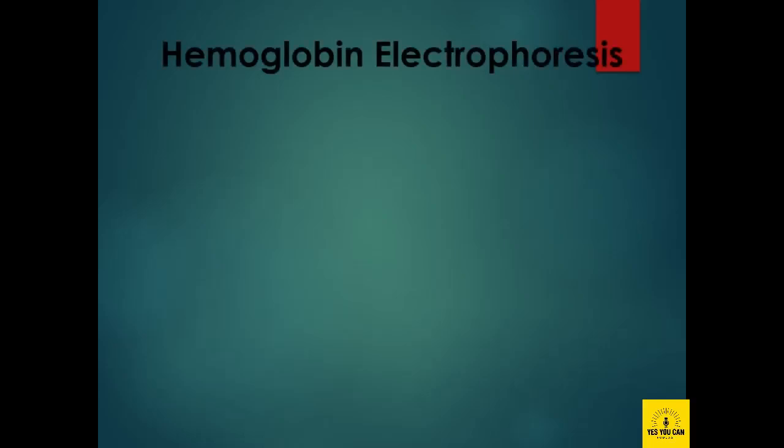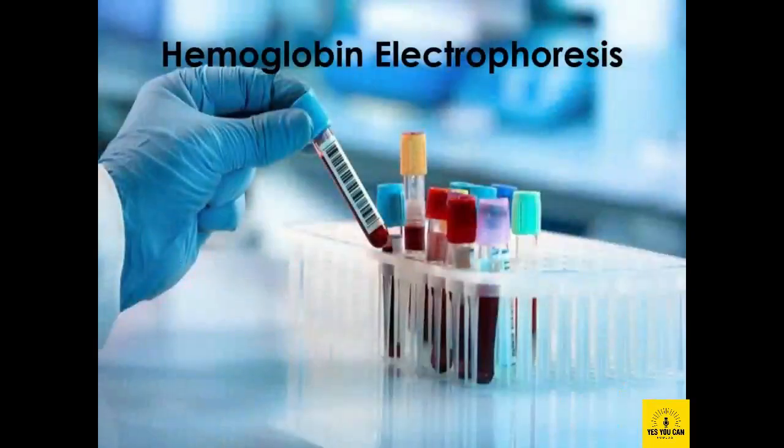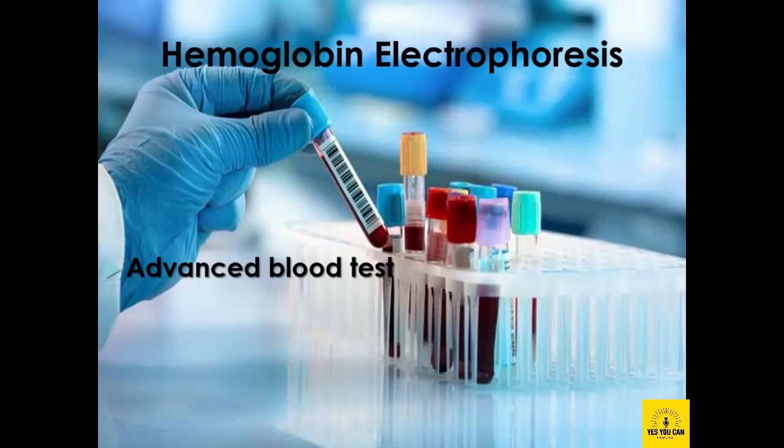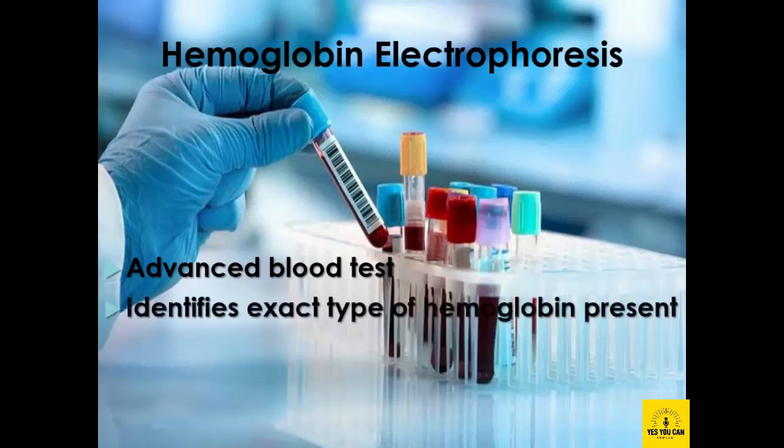So, hemoglobin electrophoresis. What is hemoglobin electrophoresis? It's an advanced blood test that identifies the exact type of hemoglobin present, and it is used to confirm the diagnosis of whether a person has normal hemoglobin, carries the trait, or has sickle cell disease itself.